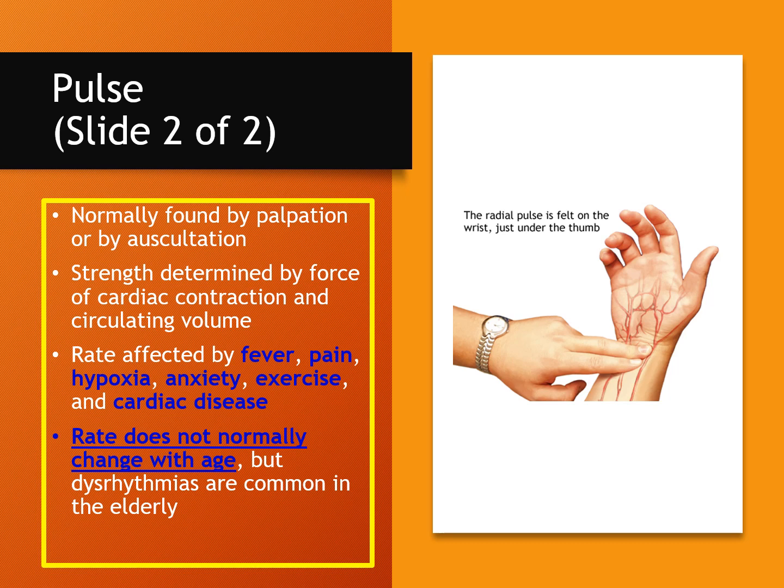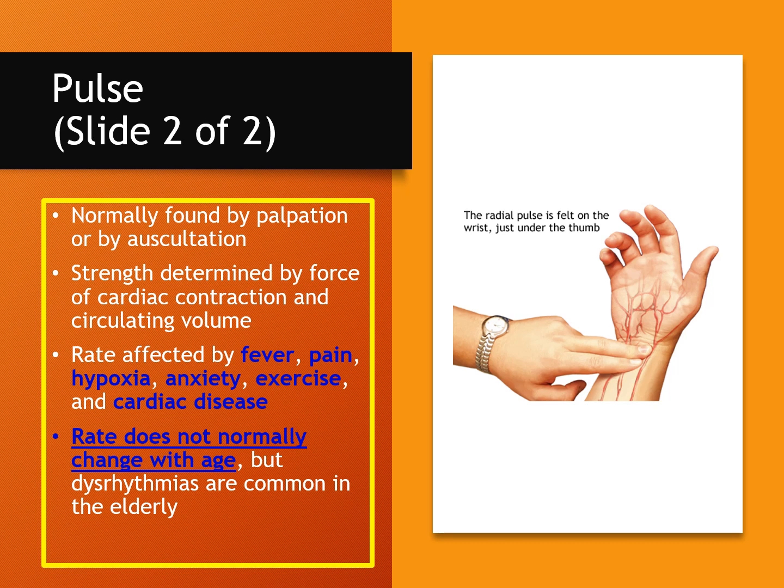One of the places that we typically check pulses is the radial artery, which you see in this picture here, and that's right here below your thumb. The pulse is found by palpation, or you can do it by auscultation, listening. You feel with your two fingers. You do not use your thumb. Your thumb has a pulse of its own. So if you try to check someone's pulse with your thumb, you're only going to feel your own pulse. So you check with the two fingers.